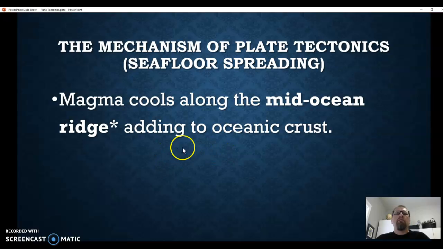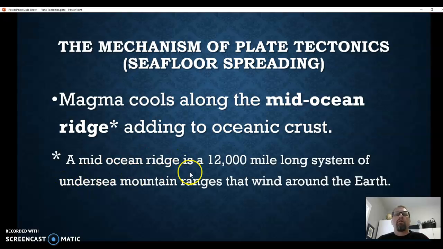All right, so the idea of the mid-ocean ridge is it is a mountain chain, but it also is a place where magma comes out. So it's more of an underwater volcano that extends for quite a long distance, about 12,000 miles. Again, most of it's undersea. It does stick out of the water in a few spots.